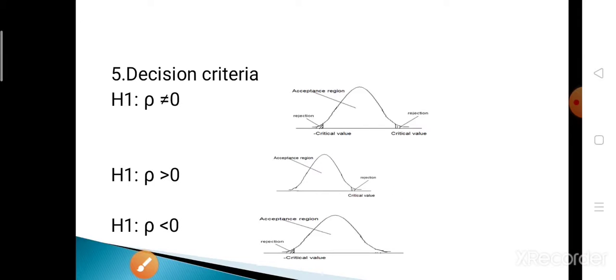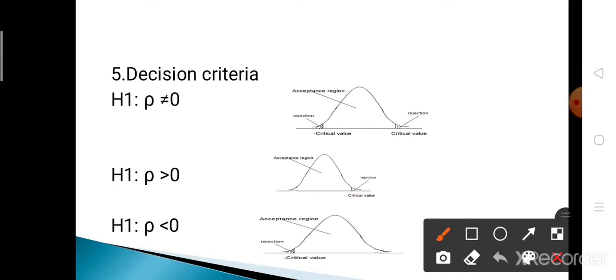Now the last is decision criteria. There are the three cases, one-sided right, one-sided left and two-sided test. For two-sided test, there are the two rejection regions, to the right side as well as to the left side, and the middle part is acceptance region. This point is positive table value and this point is negative table value, that is negative critical value and positive critical value.